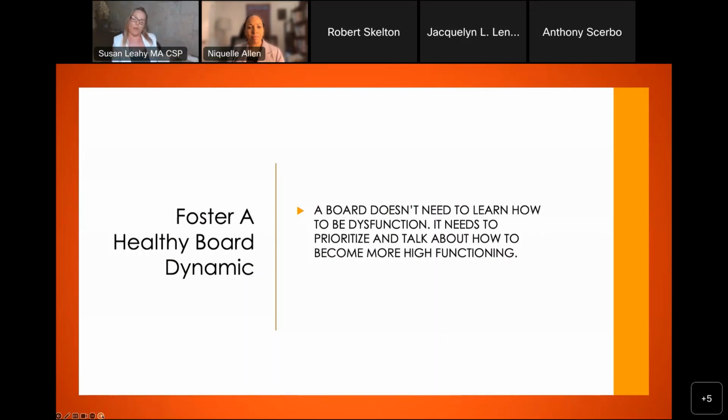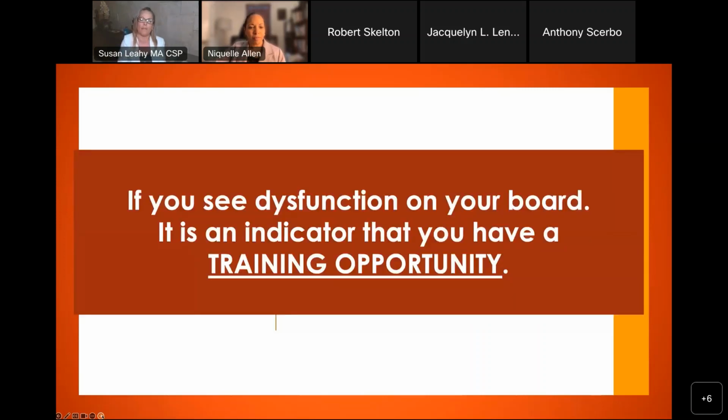So when you think about a board, the one thing that I think is so interesting is that a board never has to really learn how to be dysfunctional. But what every board needs to prioritize and you need to really think about is how do we up.